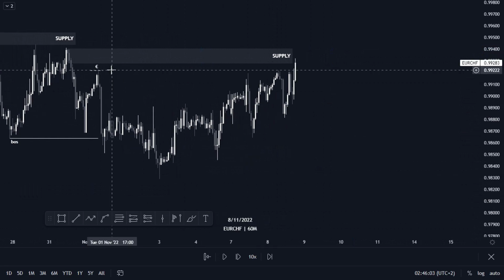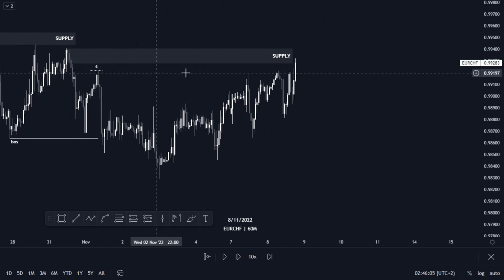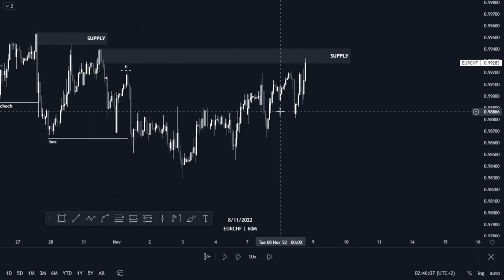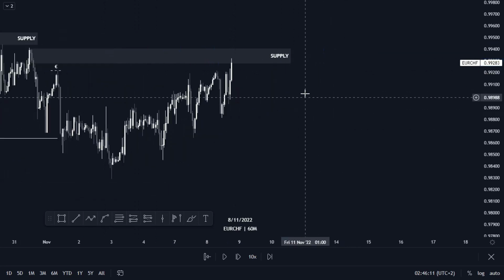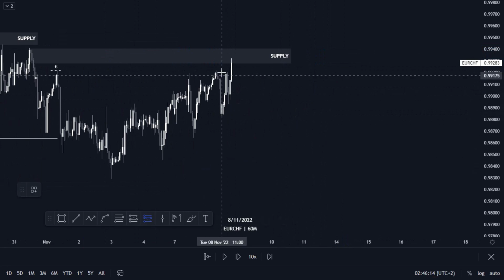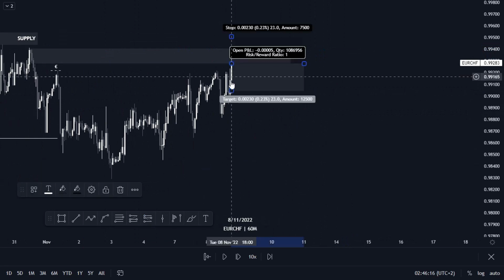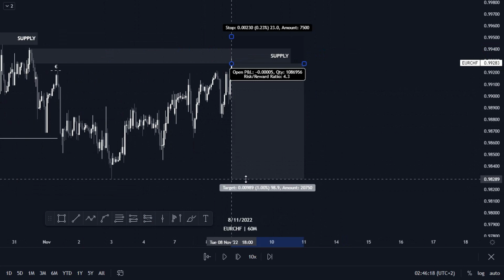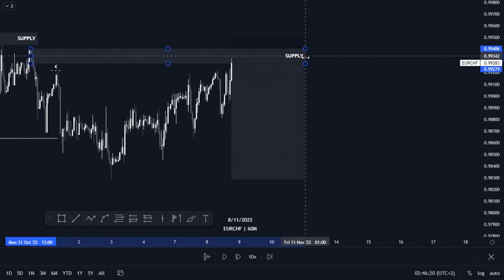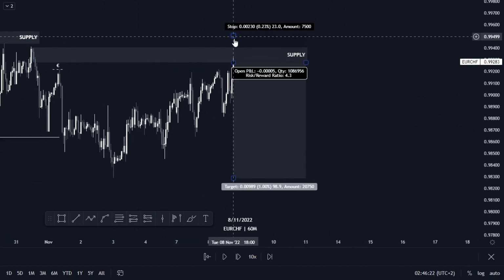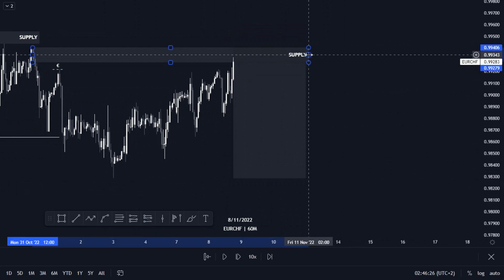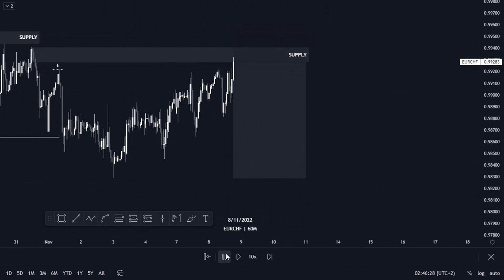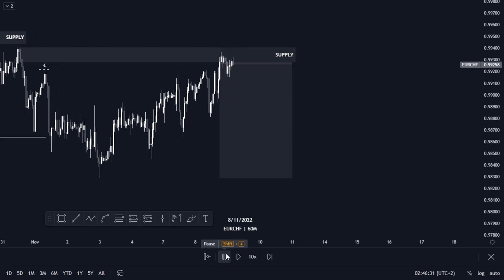Okay, so eventually price clears out the liquidity here and taps into our supply area. You can see there. So initially we are going to take our shorts here, and your take profit would be at this low here, and your stop loss just above your supply area.